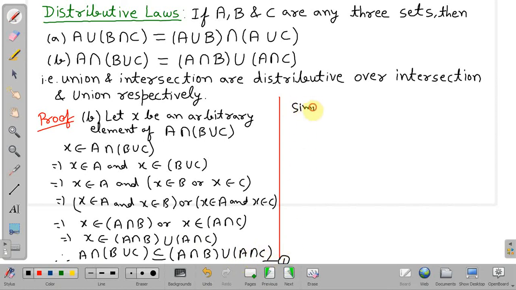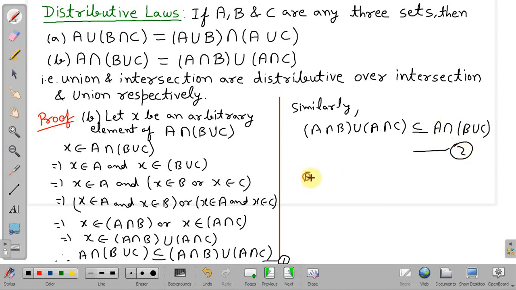Similarly, we can prove that (A intersection B) union (A intersection C) is a subset of A intersection (B union C). Okay, so from 1 and 2 we can conclude that A intersection (B union C) is equal to (A intersection B) union (A intersection C). So we have proved the second law.